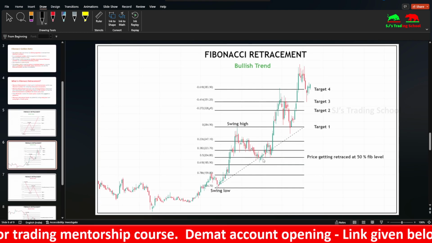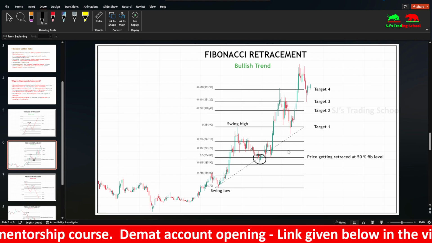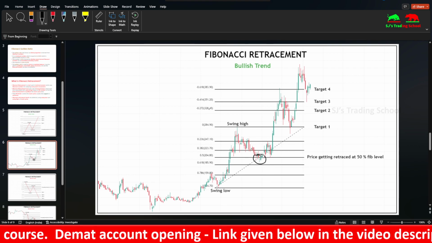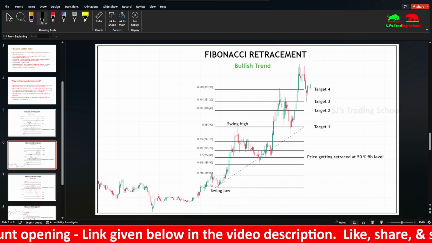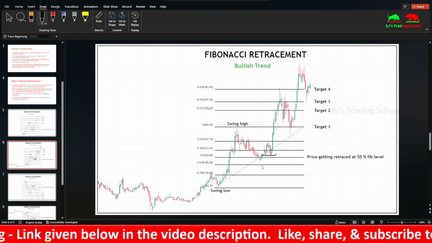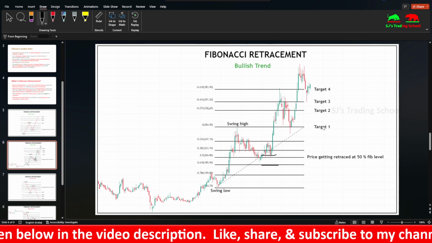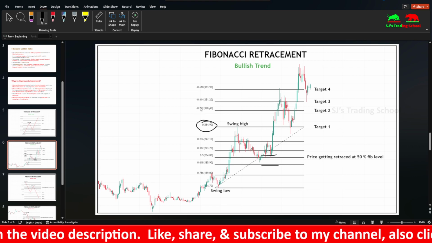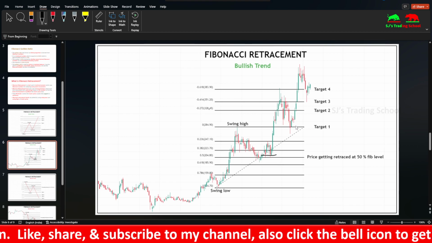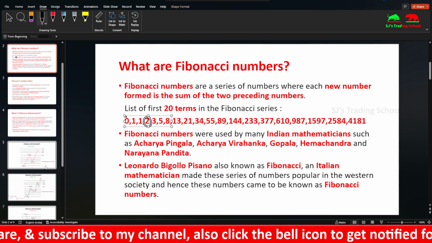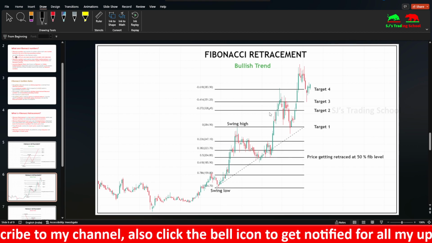You can see that the price gets retraced at around 50%, and then some people use combined candlestick patterns and take an entry here. They usually take entry here and keep their stop loss here, and the first target is at the minimum this 0, and second target, third target, fourth target. So this is how pullback traders mainly use this. So this is the example.